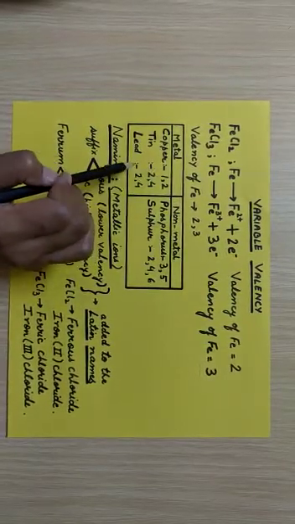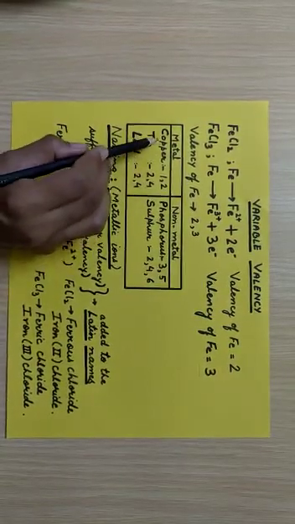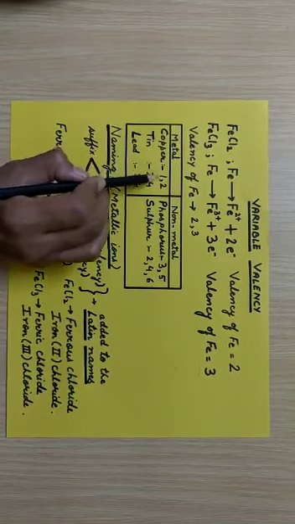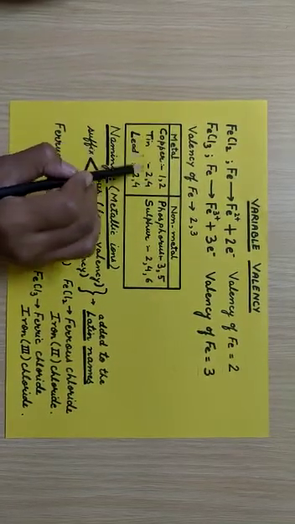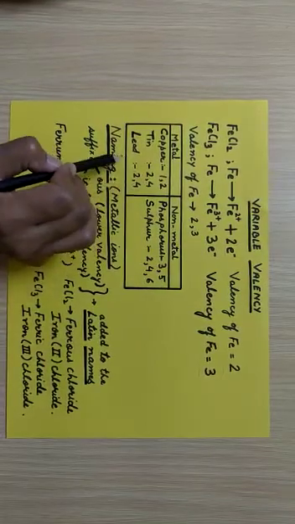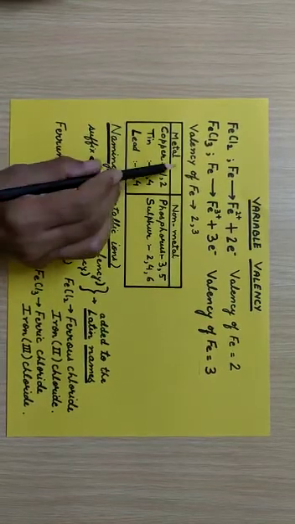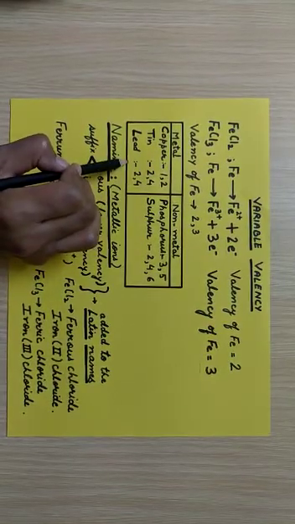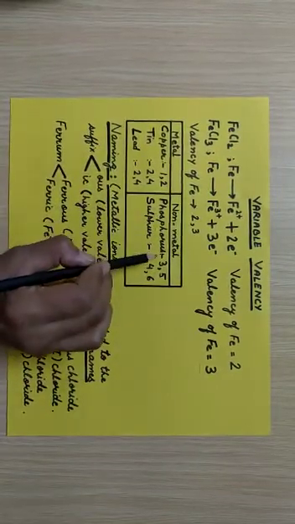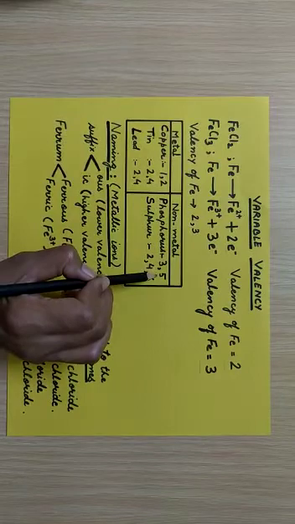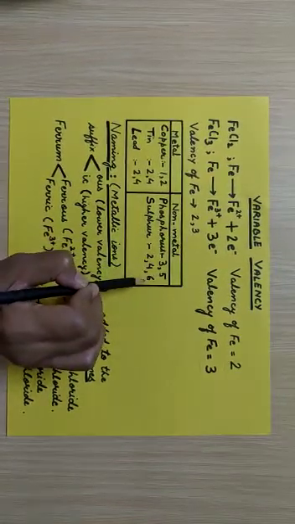Similarly, there are some other elements which also show variable valency. Let us have a look. First example is copper. Copper shows a valency of 1 and 2. Then tin, it shows a valency of 2 and 4. Then lead, it shows a valency of 2 and 4. These are examples of metals which show variable valency. Then coming to non-metals, phosphorus shows a valency of 3 and 5, and sulfur shows a valency of 2, 4 and 6.